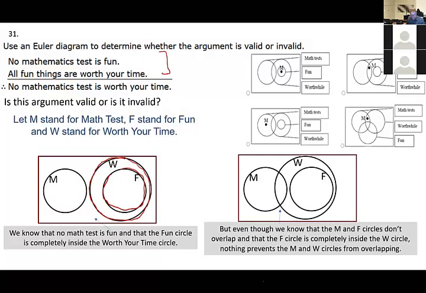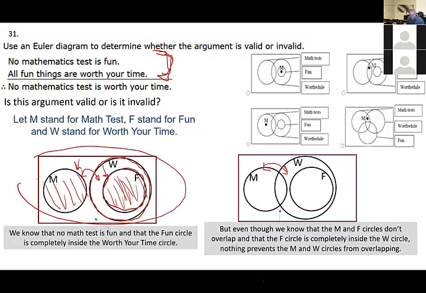So what about the conclusion? Well, the conclusion said no math test is worth your time. So the question really becomes, the math circle can't overlap with the fun circle, but could the math circle overlap with the worth your time circle? Well, there's nothing in the premises that says it can't. So even though I first drew the math circle completely outside the worth your time circle too, there's no reason for me to draw it that way, because all the premises said is that the math circle and the fun circle can't overlap. It didn't say the math circle and the worth your time circle can't overlap.